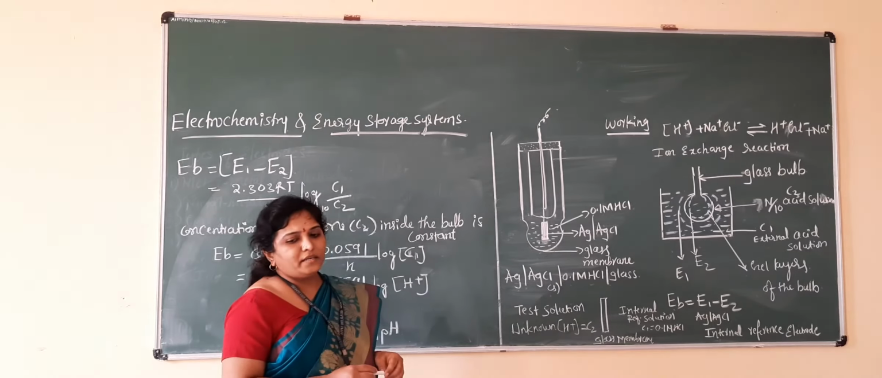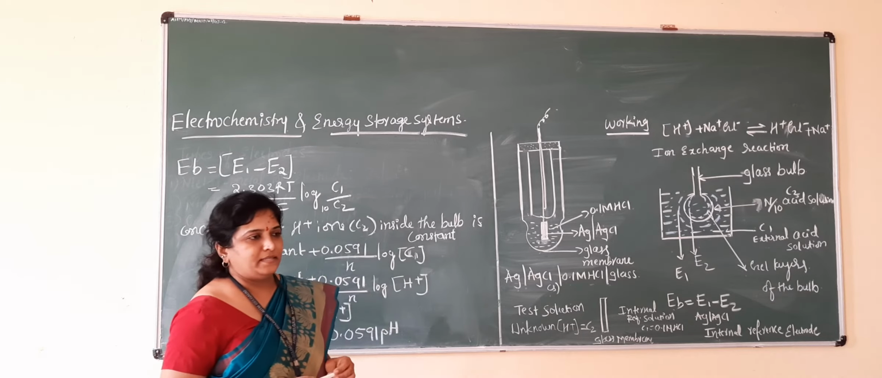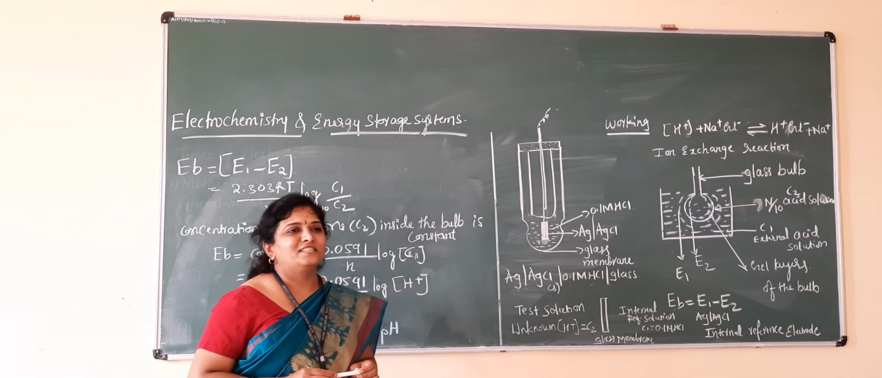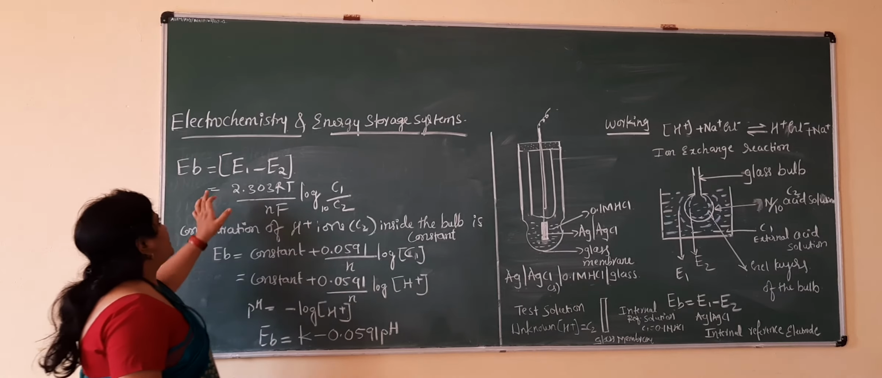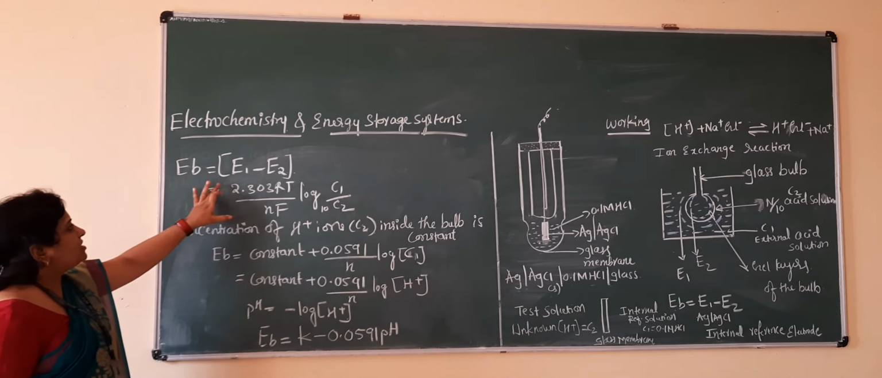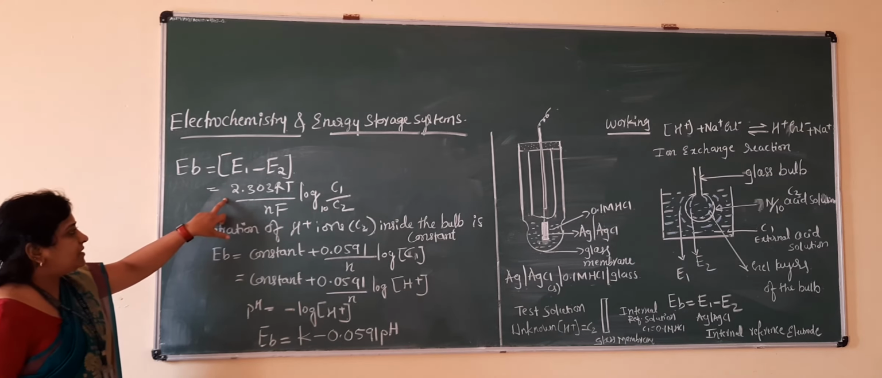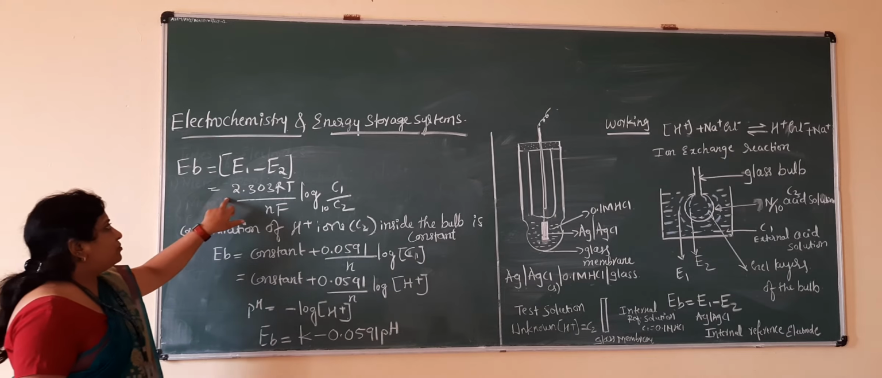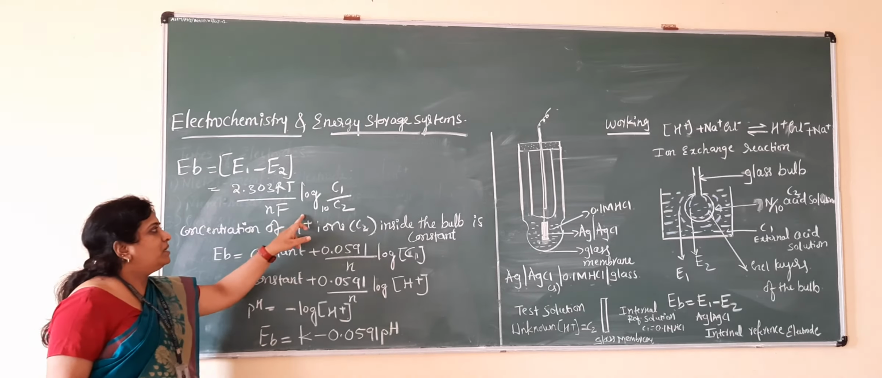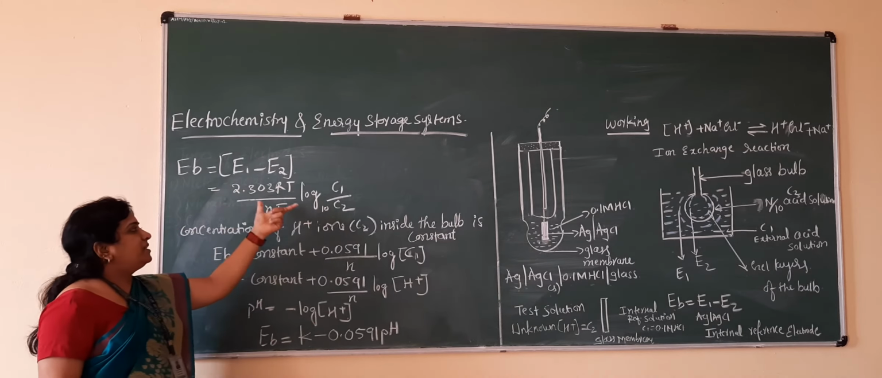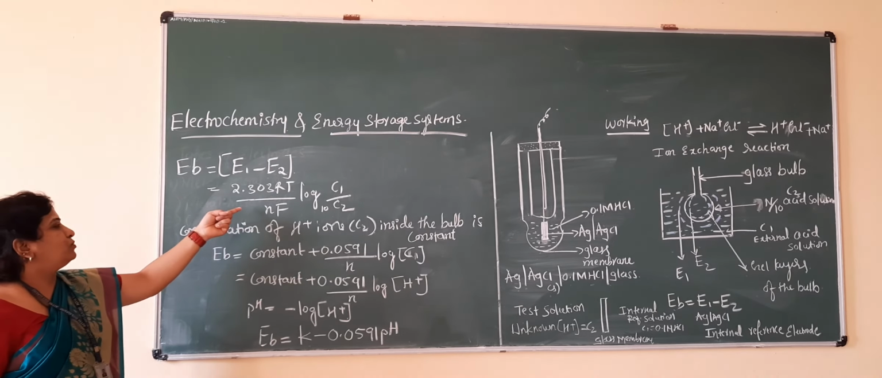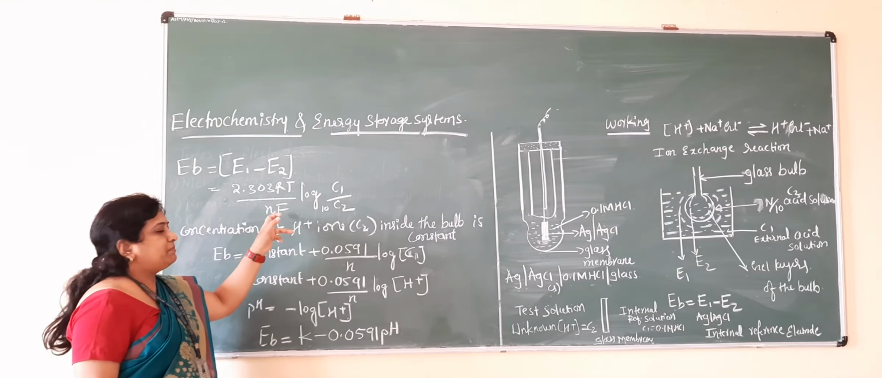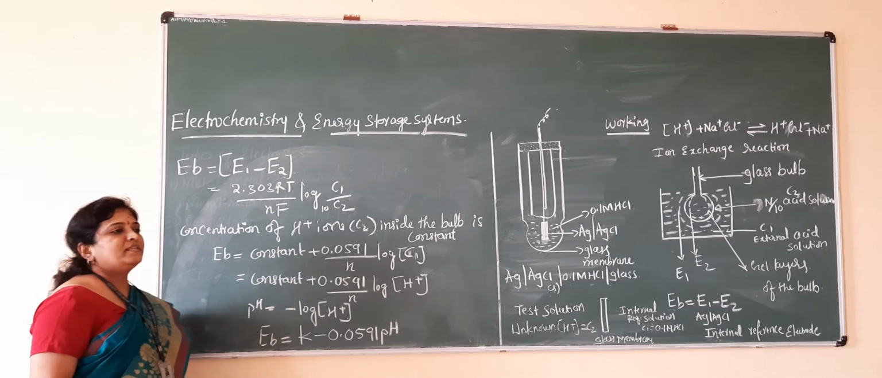Now we have already learned about concentration cells and already know the formula for the concentration cell. So let us apply the concentration cell formula here. EB is equal to E1 minus E2, and we substitute the formula: 2.303 RT by NF log C1 by C2, to the base 10.